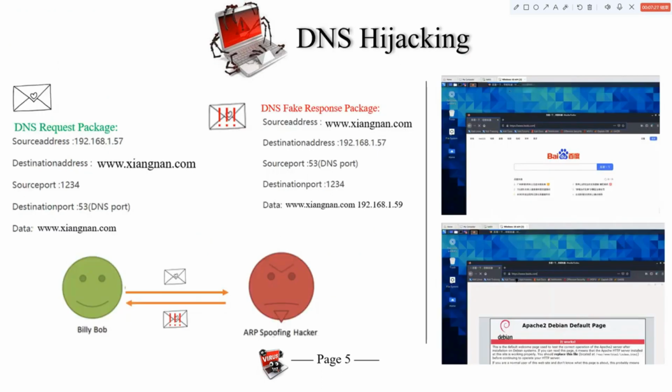And now let us see the DNS hijacking. As we just discussed, after the ARP poisoning, the attacker can receive the DNS request package sent from the user. So he will just open that package and get the information inside it. He will see that the user wants to access Zhou Xiaonan's website.